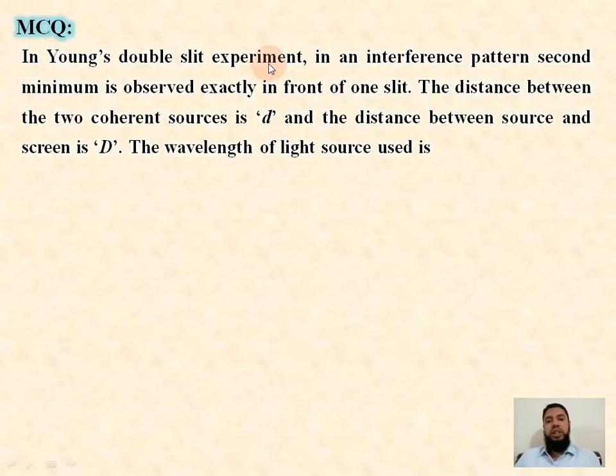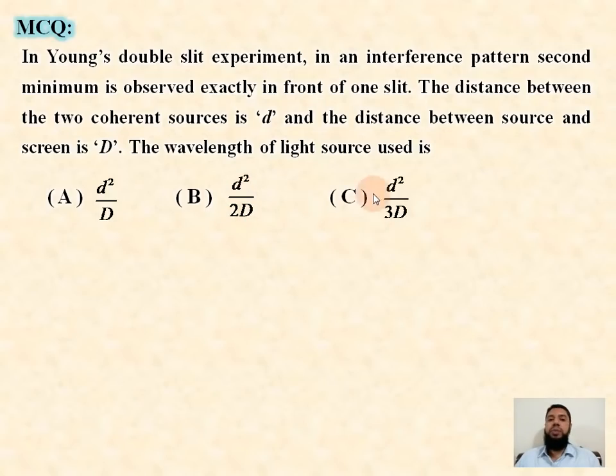In Young's double slit experiment, in an interference pattern, second minimum is observed exactly in front of one slit. The distance between the two coherent sources is d, and the distance between source and the screen is capital D. The wavelength of light used is option A, d square by D, option B, small d square by 2D, option C, small d square by 3D, and option D, small d square by 4D.